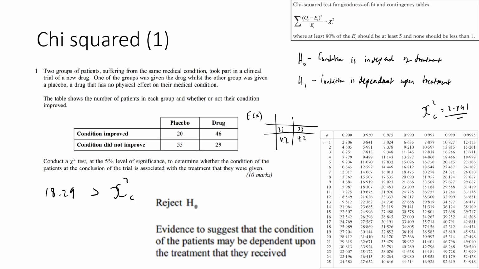And since 18.29 is greater than the critical value, which is 3.841, you would reject H naught and say something like, there is evidence to suggest that the condition of patients may be dependent upon the treatment that they have received.